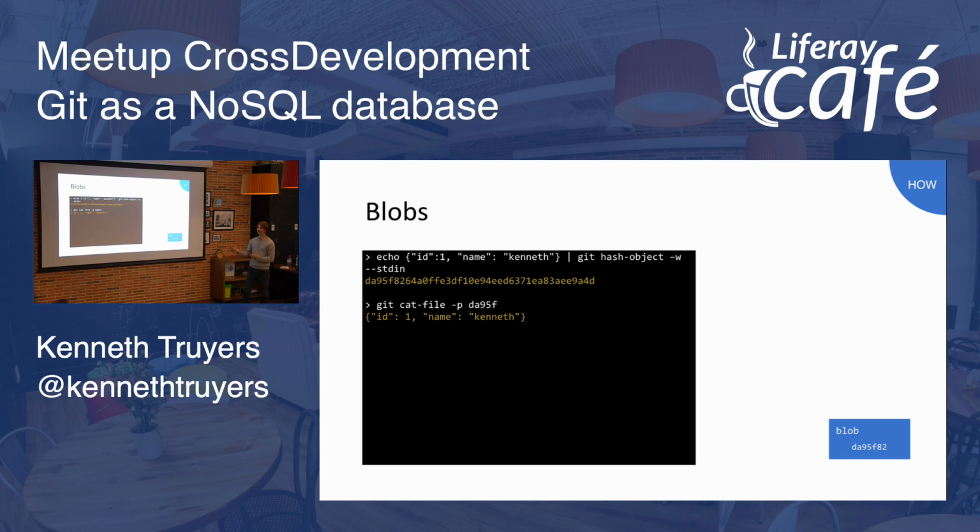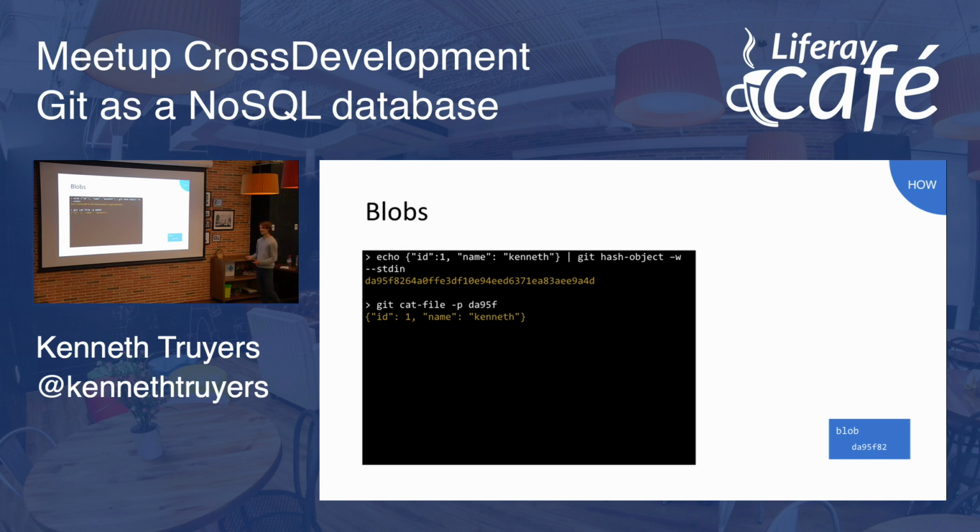So great. Now we have a key-value store. I put in a value, it gives me back a key, and I can retrieve the blob by passing in that key. Now, as I said, the problem here is that as soon as I change that blob, well, then my key is going to change.